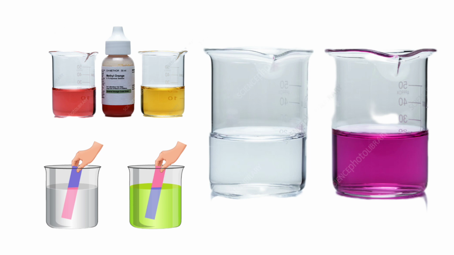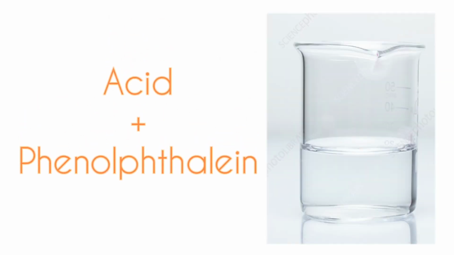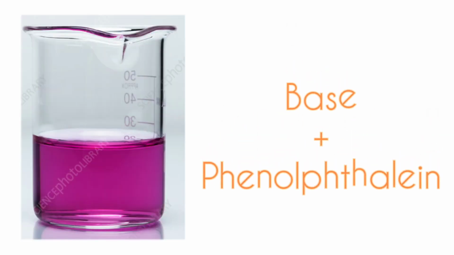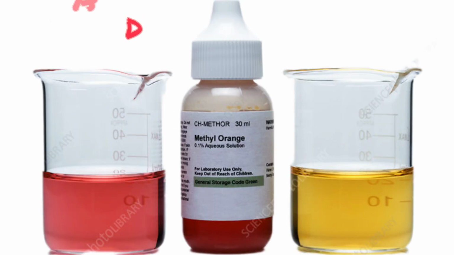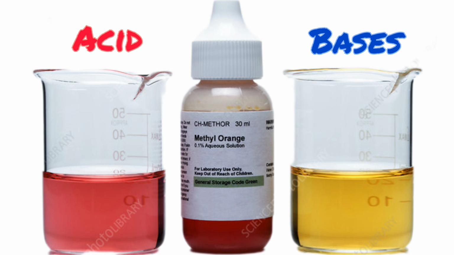The next indicator which we are about to discuss is phenolphthalein. Phenolphthalein does not change color when it is added into an acid. But if it is added into a base, the solution turns pink in color. As for methyl orange, it turns red with acids and remains yellow with bases.